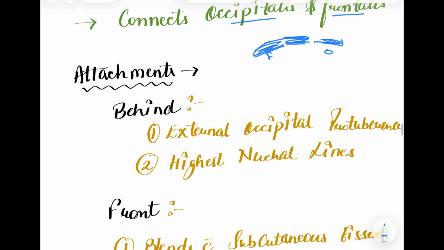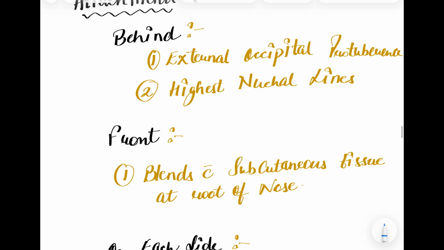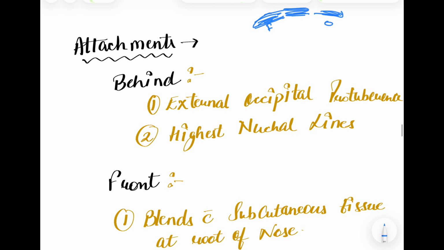Coming on to the attachment of this aponeurosis, behind in the center we have the part of occipital, which is the external occipital protuberance, and on either side now we have the highest nuchal line, which is just above your superior nuchal line. So it is attached to this region. So what we can say, behind it is attached to the external occipital protuberance and the highest nuchal line.